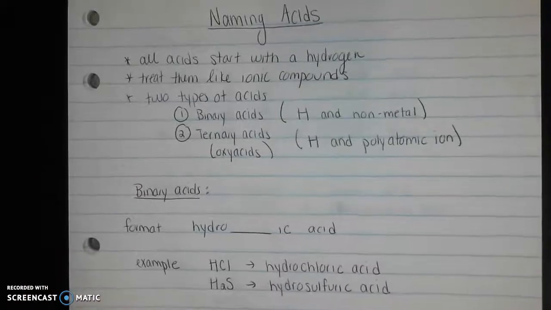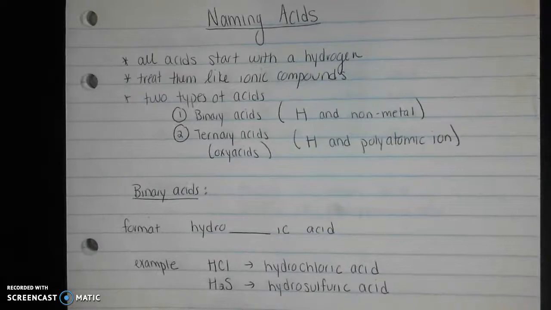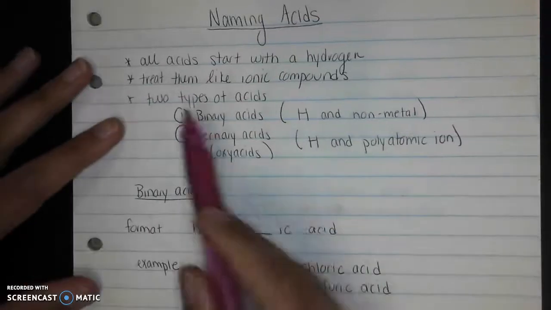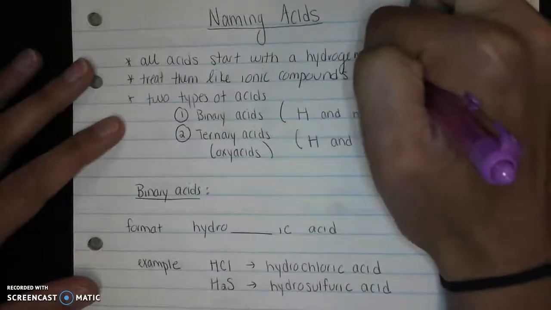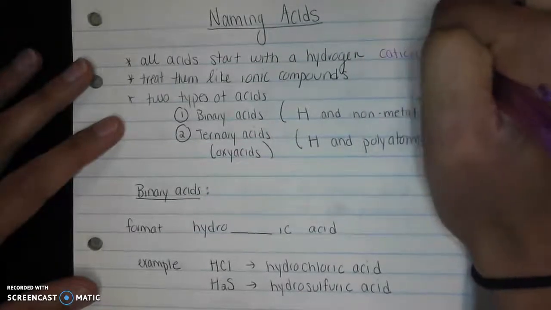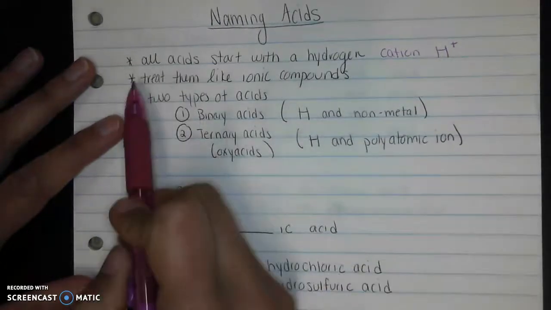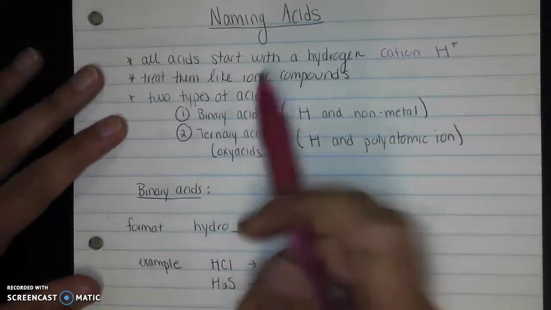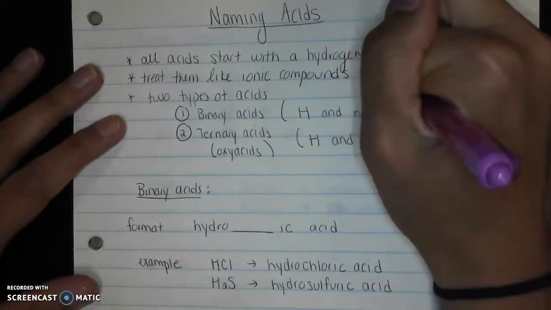Today we're going to look at how to name acids, so going from formula to name and name to formula. Something to keep in mind is that all acids start with a hydrogen. So the cation in all cases will be hydrogen, which has a +1 charge. We are going to treat acids like ionic compounds. So what that means for us is that we have to make them neutral.